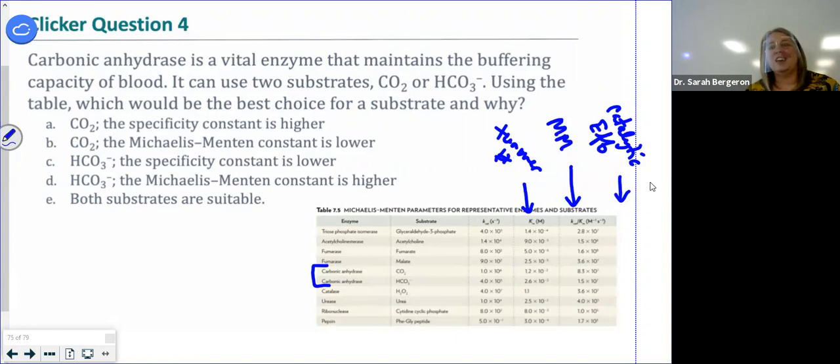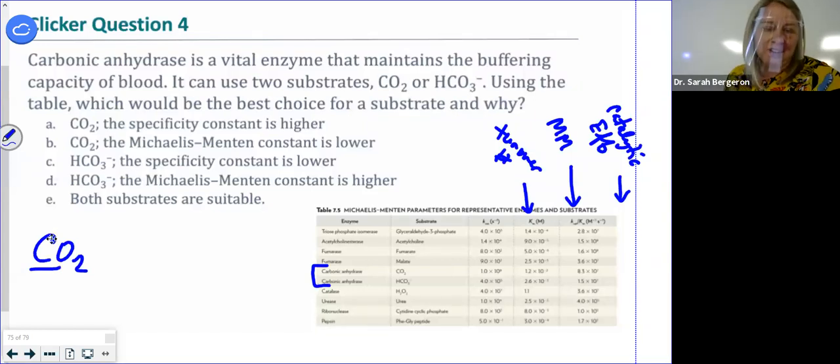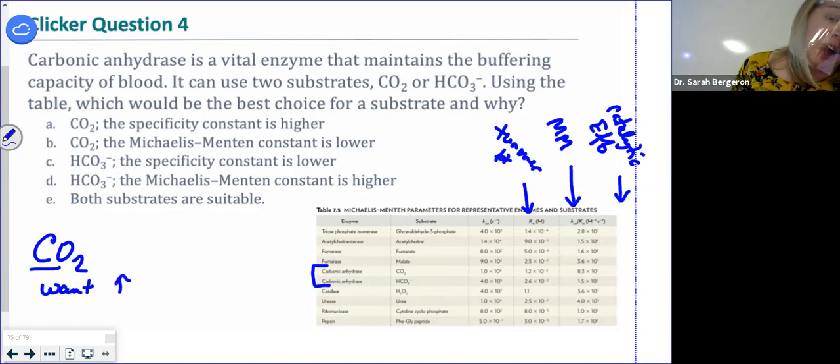Okay, so what do you say? So let's do it this way. CO2 or HCO3-? CO2. Okay, so we've got CO2. That is correct. CO2 is the preferred substrate. Why did you say that? Because you're looking for catalytic efficiency. To find the optimal, you want a very high catalytic efficiency.